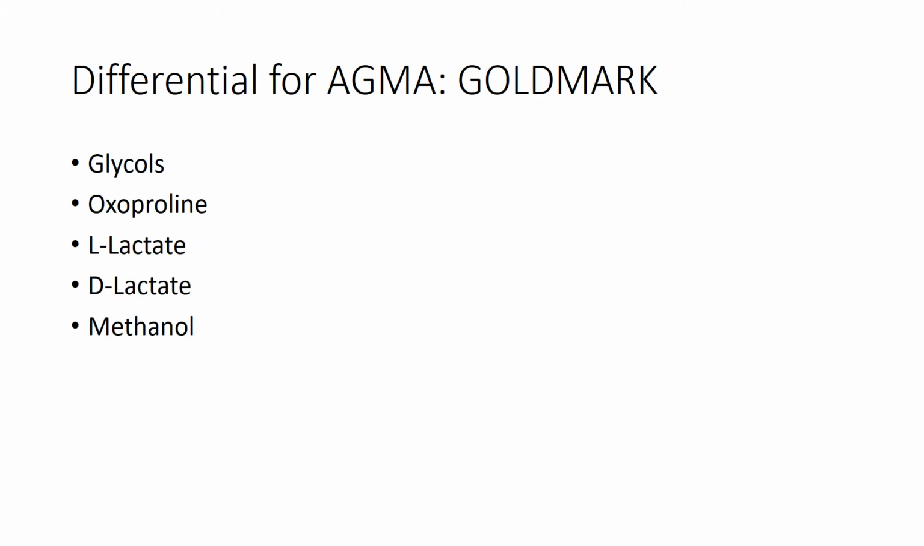There was a great article in The Lancet around a decade ago or so that offered a new framework for thinking about anion gap metabolic acidosis using the GOLDMARK mnemonic. And it stands for glycols, oxoproline, L-lactate, D-lactate, methanol, acetylsalicylic acid, renal failure, and ultimately ketoacidosis. We'll talk about each of these in a little bit more detail.